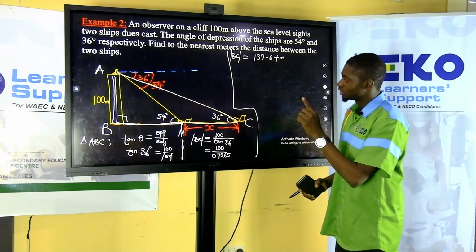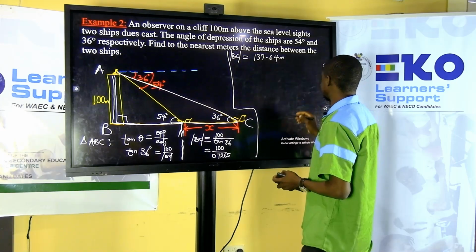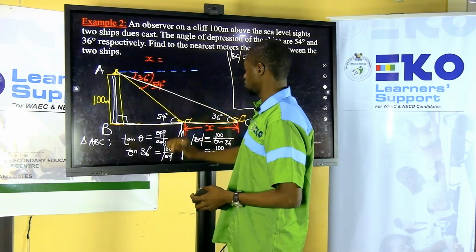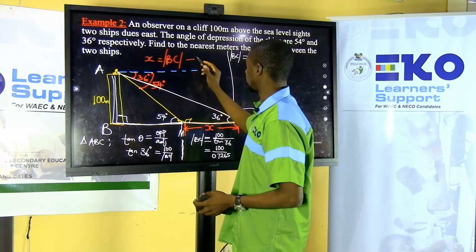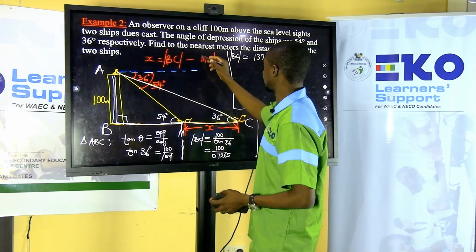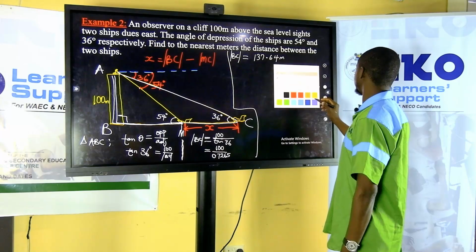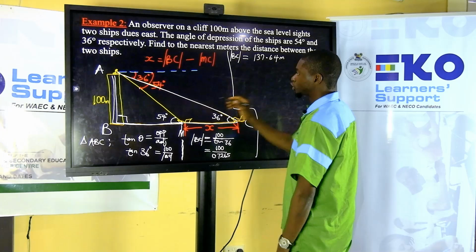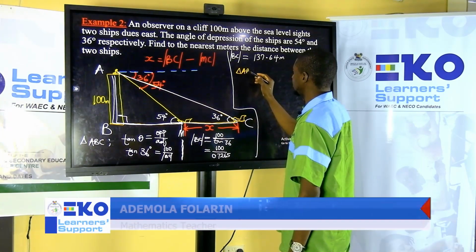The next thing for us is to get BM. Remember that the distance between the two of them, which is x, our x will be equals to BC, that side, minus MC. That is where we are going. So now that we've gotten BC, the next thing for us is to calculate BM. That is from triangle ABM.